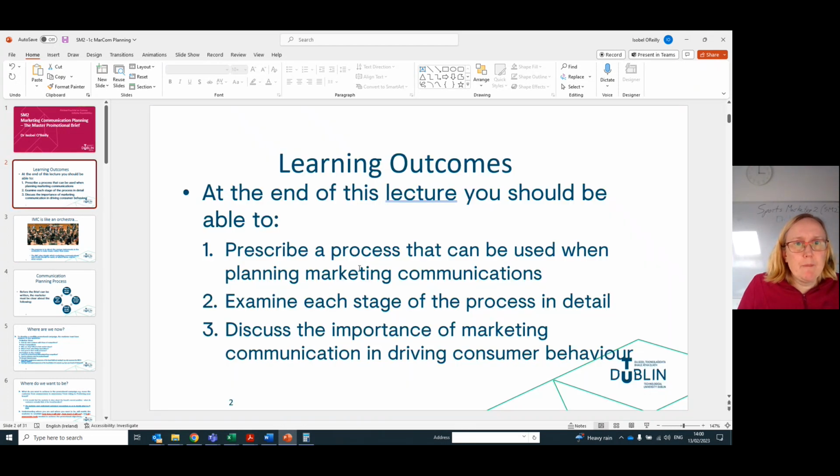At the end of this lecture, you'll be able to prescribe a process. So you write out the process that can be used when planning MarComs. That's something that will be put in place for every topic, every brand that you have, and it's specific to the product you're selling, and you should know it in the context of your own products. Examine each stage of the process in detail and discuss the importance of marketing comms in driving consumer behavior.